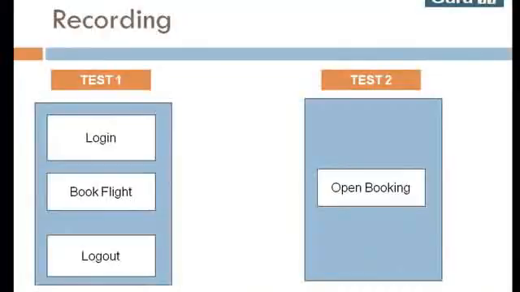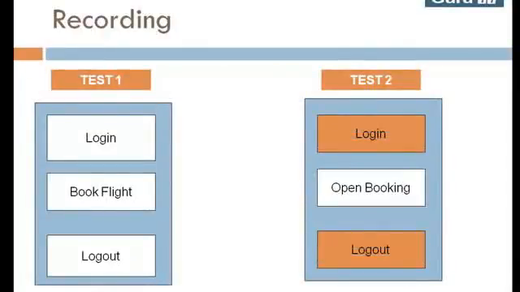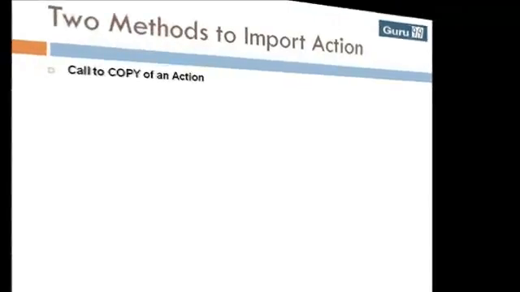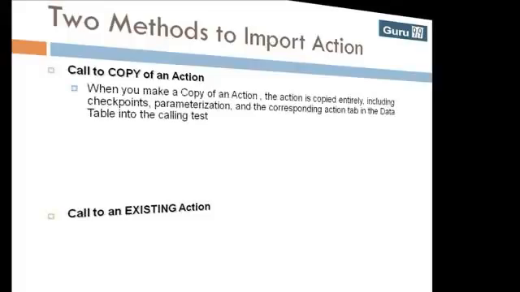For test number 2, now we have open booking action recorded. The next step is to import login and logout actions from test number 1. There are 2 methods to import an action into a script: call to copy of an action, call to an existing action. When you make a copy of an action, the action is copied entirely, including checkpoints, parameterization, and the corresponding action tab in the data table into the calling test.